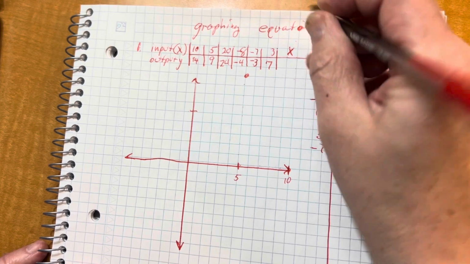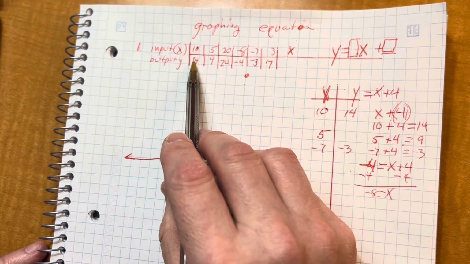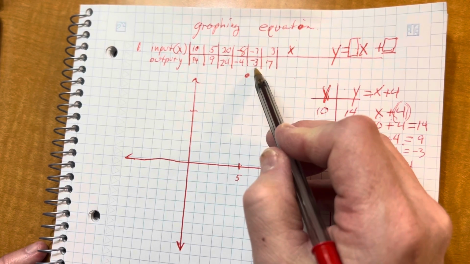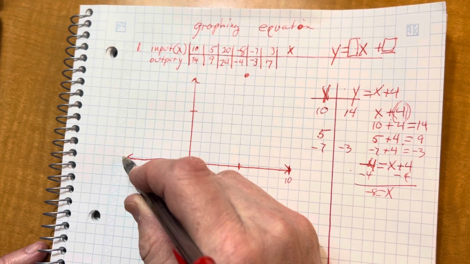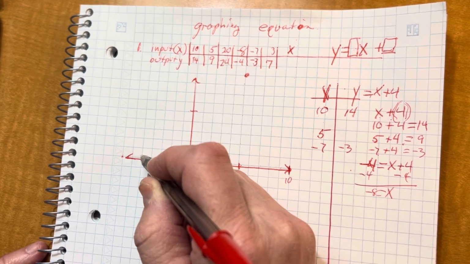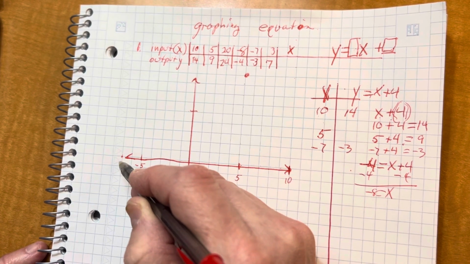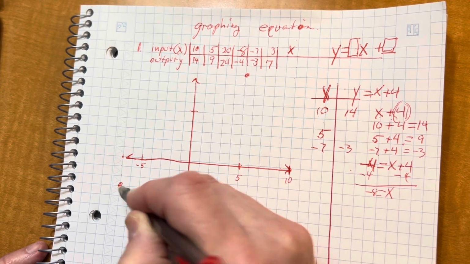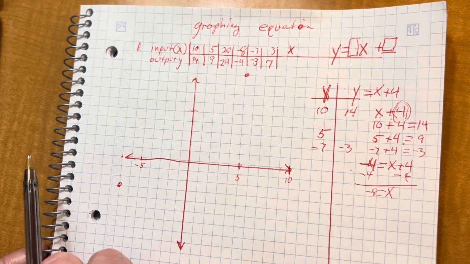There's my point. Does that look like a nice straight line? It could. Also, I can put in -7 and -3. 1, 2, 3, 4, 5, 6, 7. There's -7. That means this is -5. And I go -3. 1, 2, 3. Right there. So if I look at this line here, is that a nice straight line? I think it's going to be.